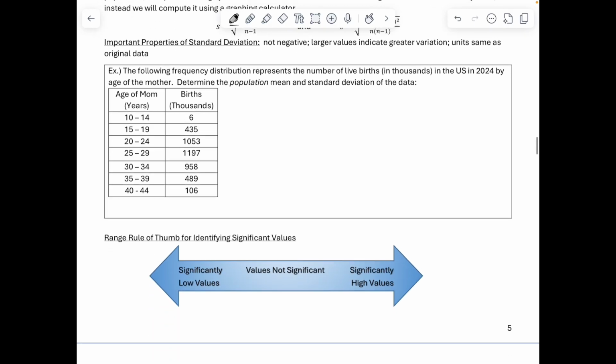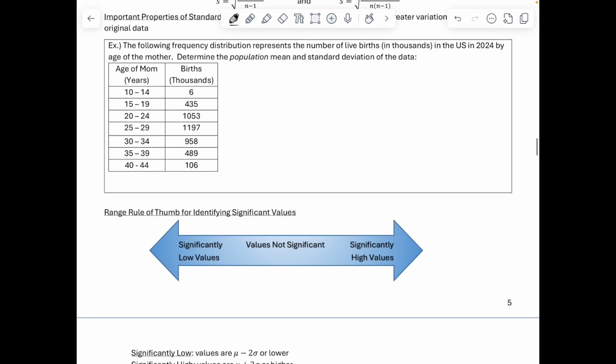So there's an example right below that says the following frequency distribution represents the number of live births in thousands in the U.S. in 2024 by the age of the mother. Determine the population mean and the standard deviation for this data set. So we're asked about the population mean and standard deviation. And so for this, we have the grouped data. You can see that first group is 10 to 14.